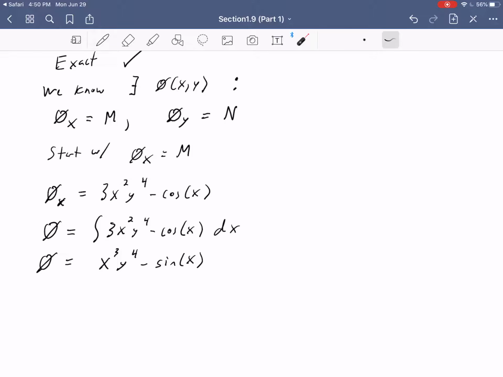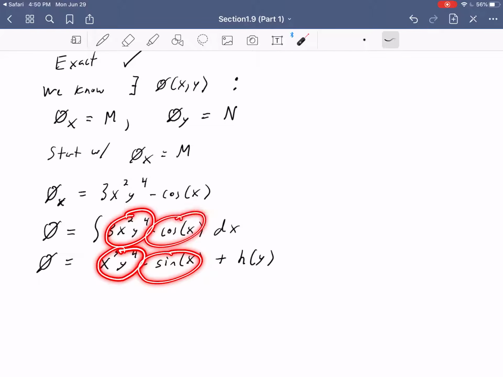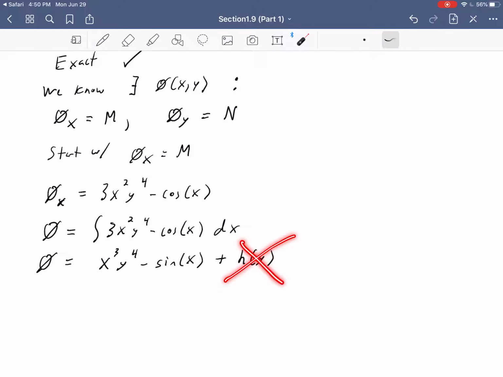Now, normally, we would put plus c. But remember, we're integrating with respect to x, treating y as a constant. So what we're going to do is put plus h of y, meaning an unknown function of y, only of y. And that should make sense. If I differentiate this with respect to x, then this will give me this, and since I'm differentiating with respect to x, this will drop out entirely. So our unknown constant isn't an unknown constant, it's an unknown function of y. And that's because we chose to integrate with respect to x.